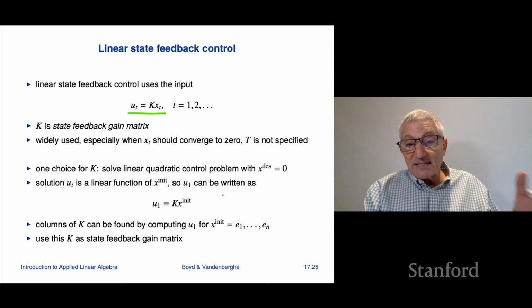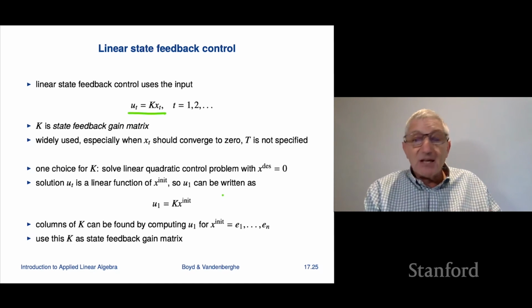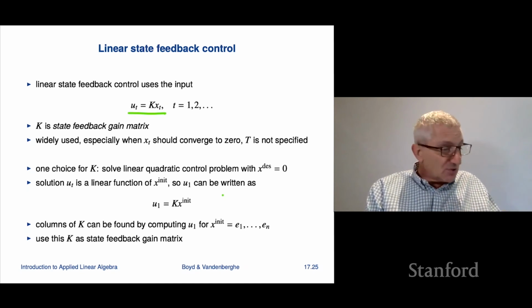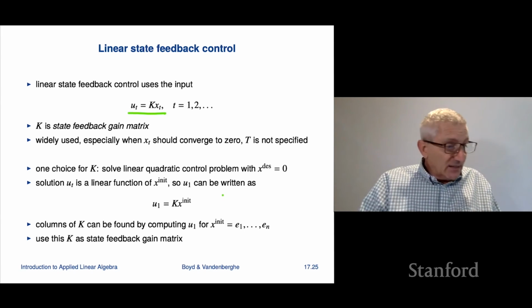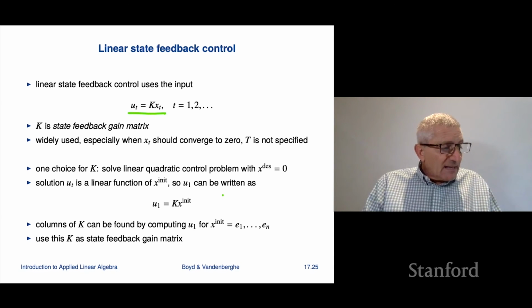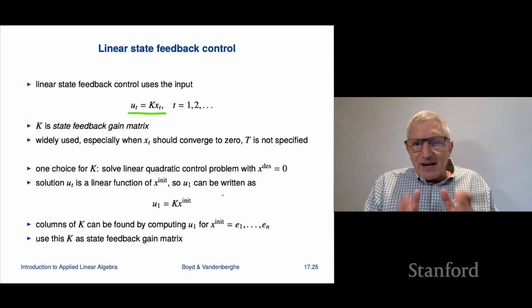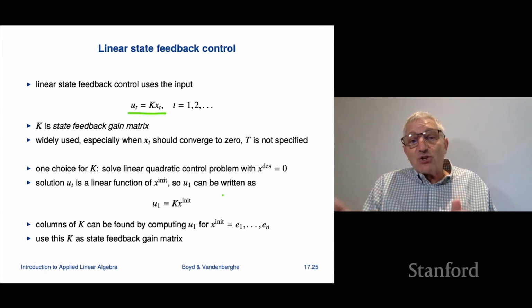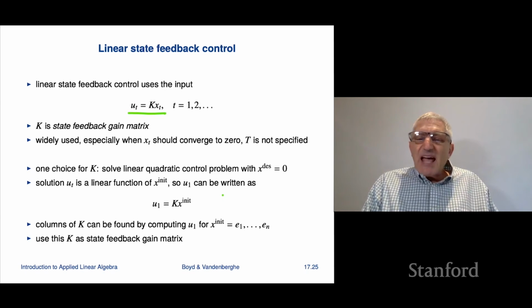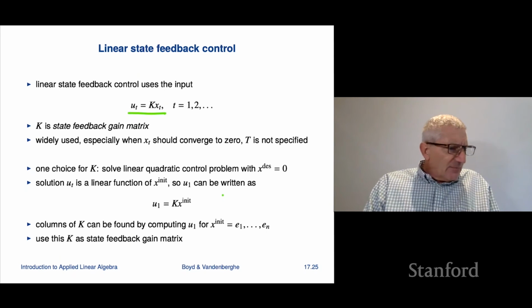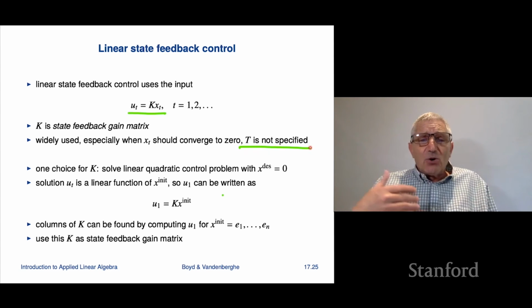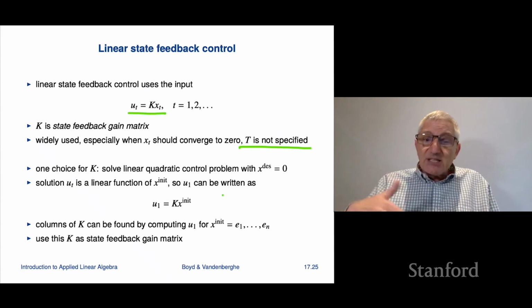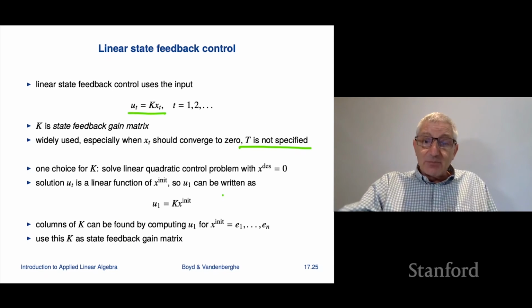Because it takes the states, that's xt, you multiply by K, and what you get are the inputs to apply. And this is very widely used, and it's especially used when it's vague about xt. The basic idea is that xt should go to 0 or be near 0, and t is not specified. So t would be specified typically in problems that involve things like docking or landing, where there's a specified time when you have to be where you need to be.